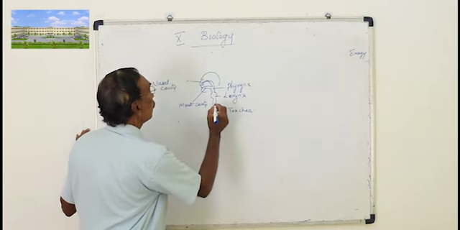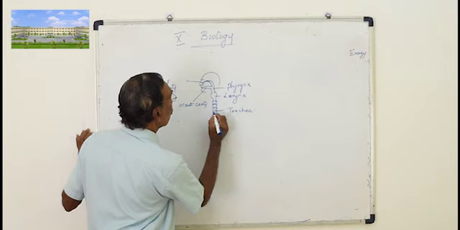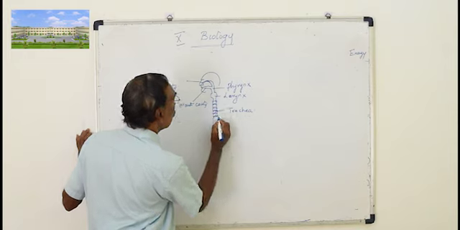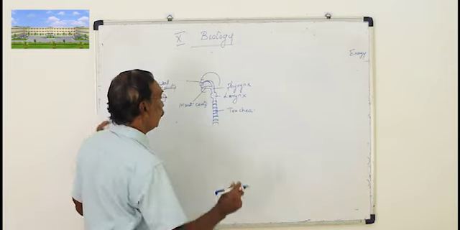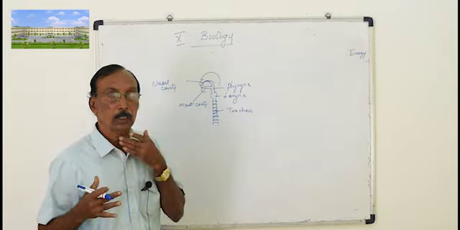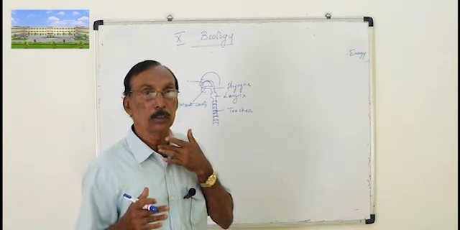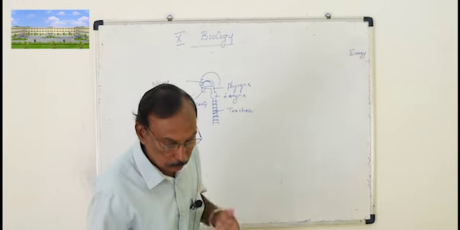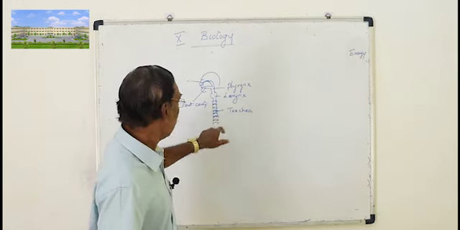Trachea is surrounded by rings of cartilage. You know what is cartilage? Soft bone. So it is encircled by rings of cartilage, cartilaginous rings. This is the function of this one, so that it will not break, and you can feel the presence of these cartilaginous rings here. If you touch, you can see. So this tube is called trachea.